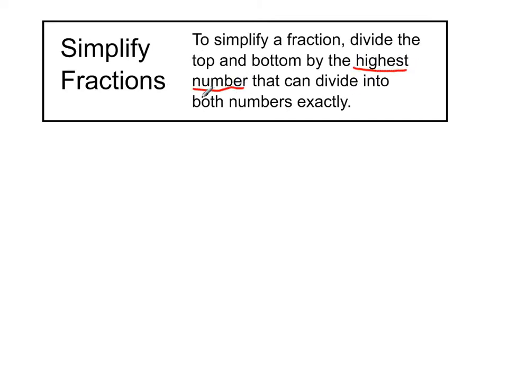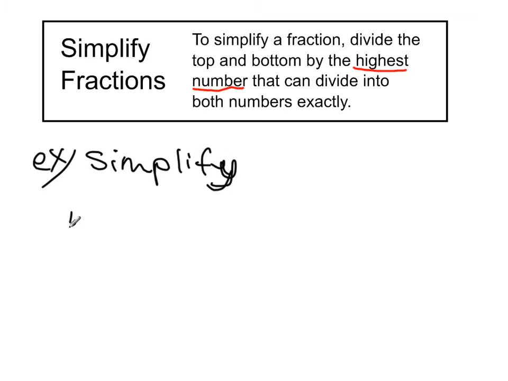If you find a number that can divide into both top and bottom, do so, and then just keep checking: is there another number? If you pick the highest, then you don't have to worry about finding more if you can reduce it further. So for example, we are asked to simplify, and let's say we have the fraction 4/8.